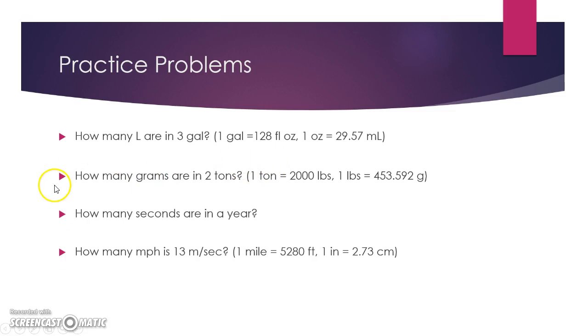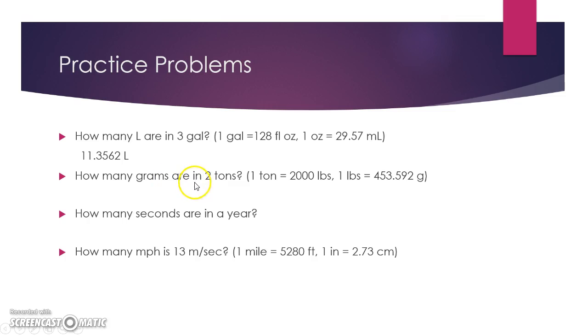So how many liters are in 3 gallons? You're given that 1 gallon is equal to 128 fluid ounces and that 1 ounce equals 29.57 milliliters. So your answer should have been 11.3562 liters. Now, rounding could be different, but that's about what it should be.